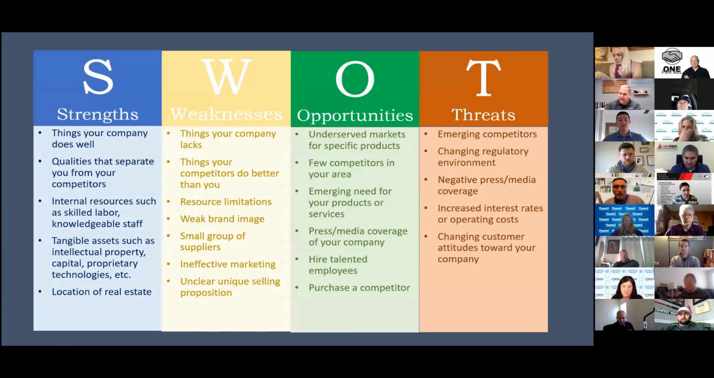So, summary here again, on the strengths: things your company does well, qualities that separate you from your competitors. Strengths can be an internal resource such as skilled labor, knowledgeable staff, right? Alex talked about the people on his team. Okay, I forgot his name, but Tony, was that his name? Who's out there, and he knows that's a strength for our doctor. It can be tangible assets, intellectual property, capital, proprietary technology that you have. It's also location of real estate.